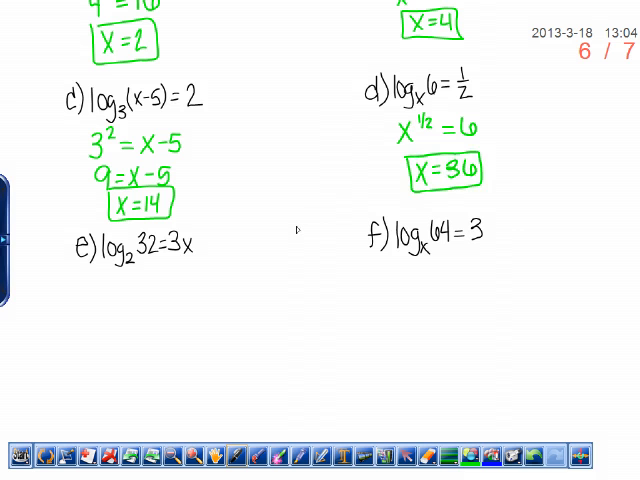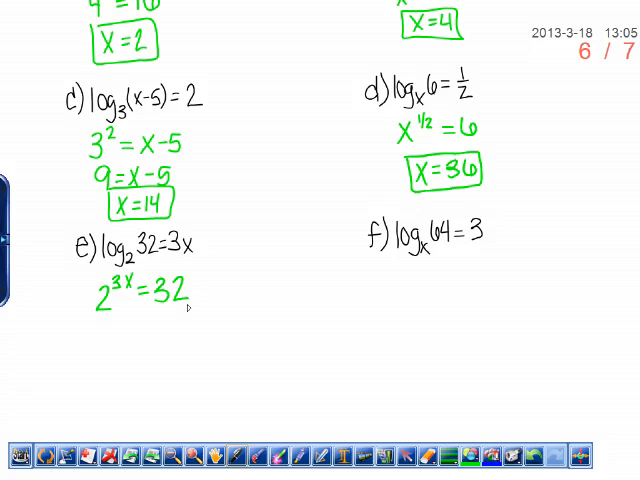I'm okay with that? All right, Austin, what equation did you set up for E? X to the power of 3x equals 2/5. What was your very first step, though? Try one more time. 2 to the power of 3x is equal to 32. Good job.